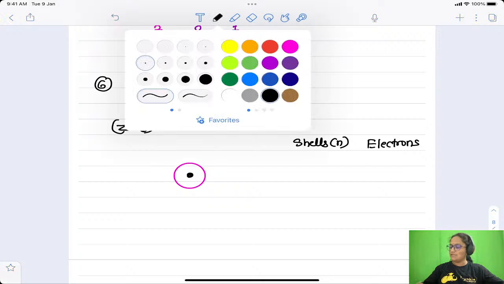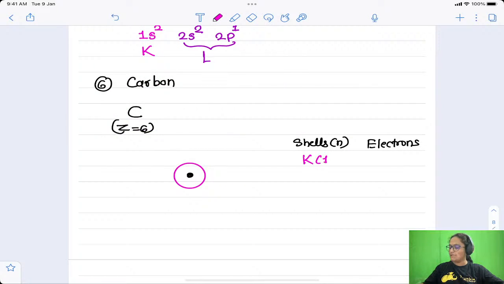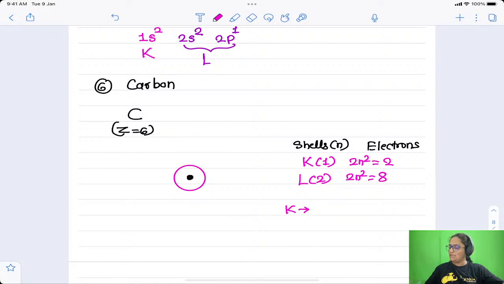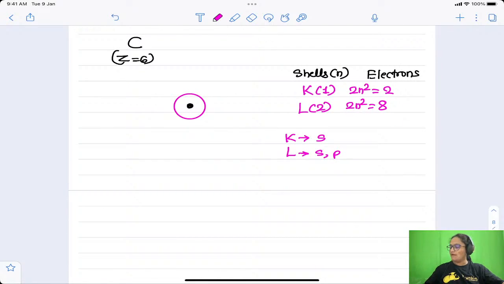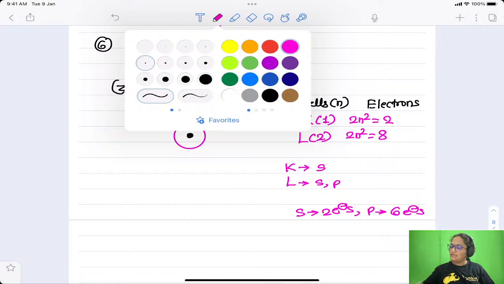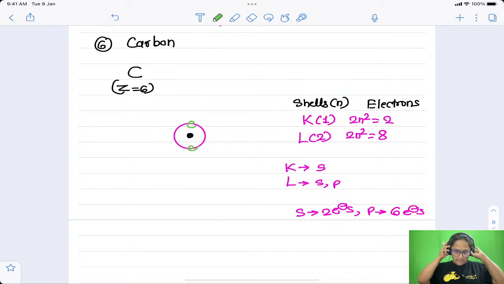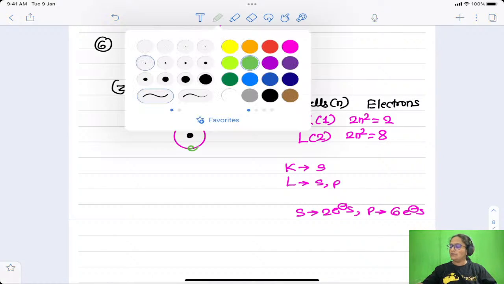First of all, the K shell is nothing but the first shell, 2n² is equal to 2, and for the L shell, which is the second shell, 2n² will be equal to 8, right? Now the K shell is further divided into only the s subshell, whereas the L shell is further divided into s and p subshells, right? In the s subshell, there are always 2 electrons, only 2 always. Whereas in the p subshell, there can be 6 electrons, right? These things we have also seen already in the previous class. Now let us first fill 2 electrons in the K shell. Yes, so that is done for the K shell.